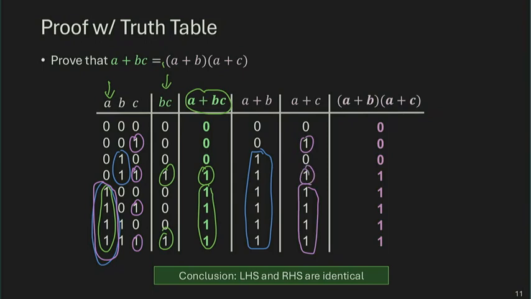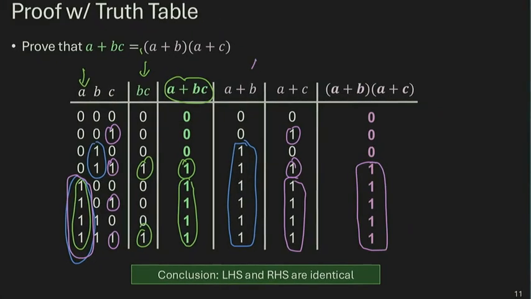And finally, the AND between the A plus B and A plus C columns would be, well, when both of them are 1s, the output will be 1. So those are the 6 rows, right? When both of these are 1s.